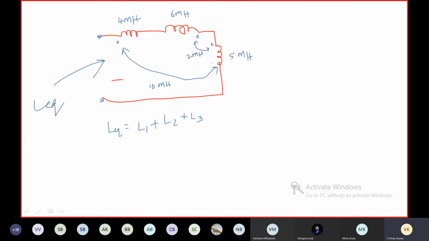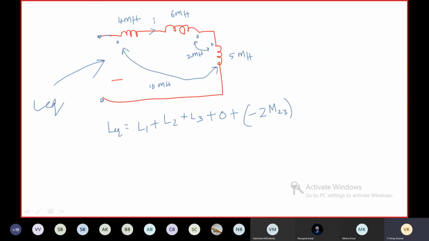Mutual inductance is present between these two coils as well as these two coils. Coming to these two coils, there is no mutual inductance between them. Coming to these two coils, current is leaving the dot terminal here and current is entering the dot terminal there. So these two are series opposing, which means you get minus 2 M23.